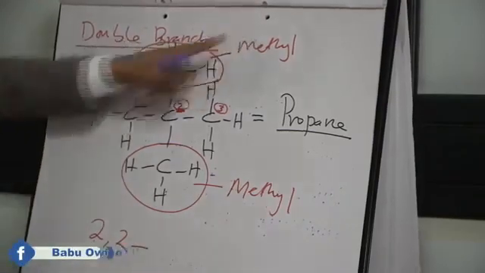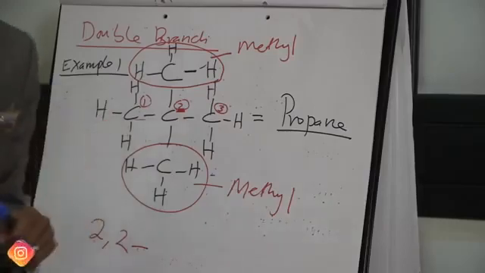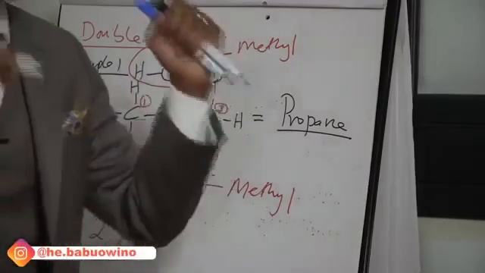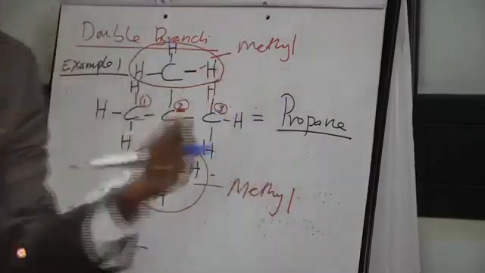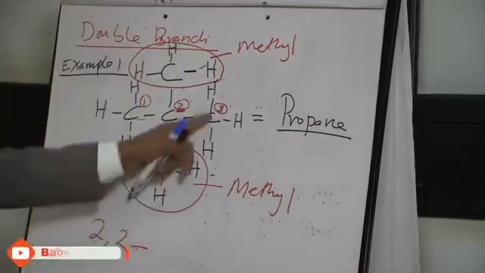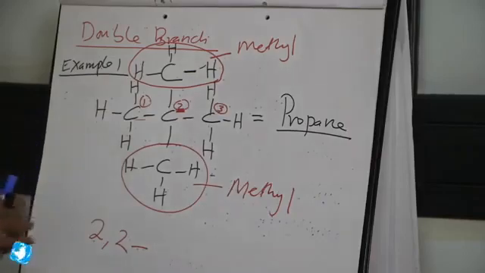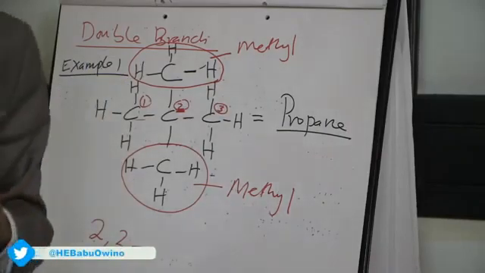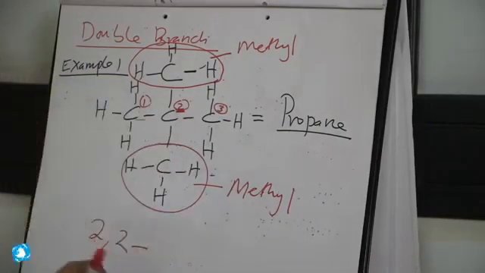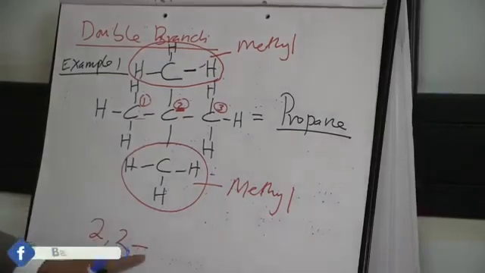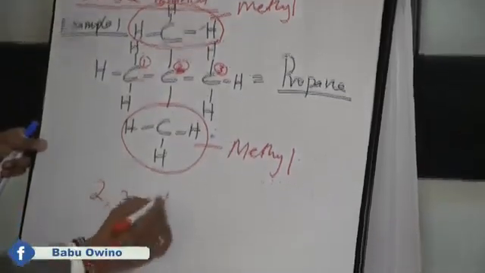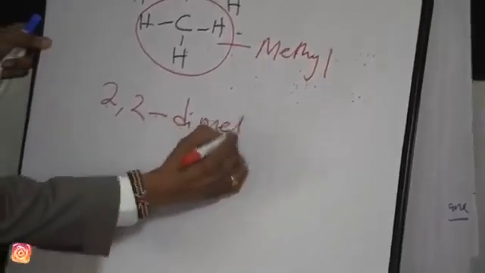Then we have a methyl group and we have a methyl group here. When it is 1, it is methyl. When it is 2, it is dimethyl. When they are 3, you say trimethyl. When they are 4, you say tetra, not quadra, tetramethyl. So when they are here, you say 2, 2 dimethyl propane.